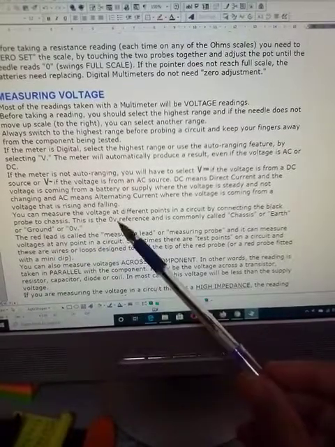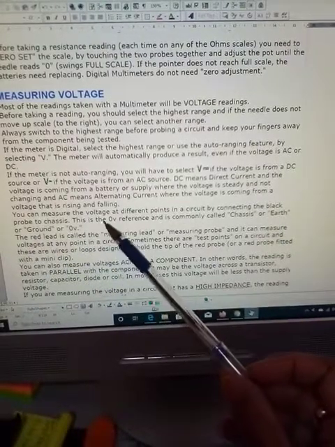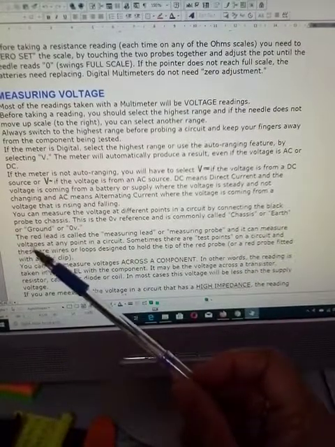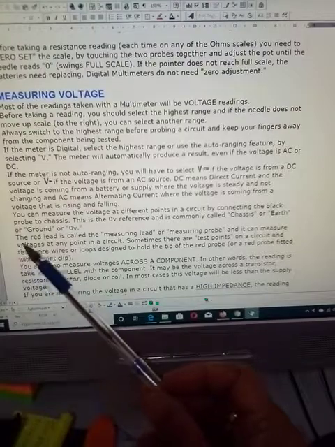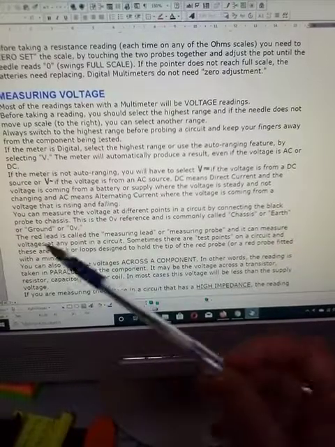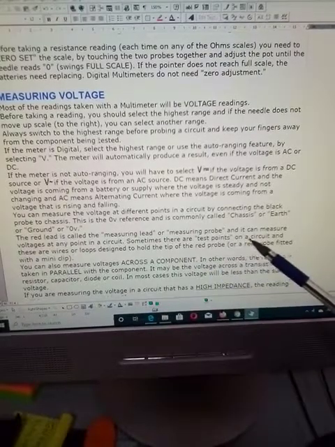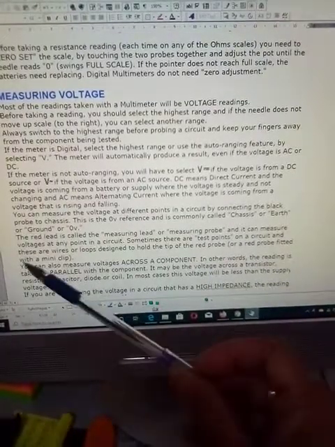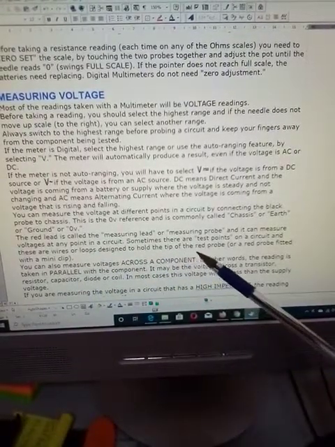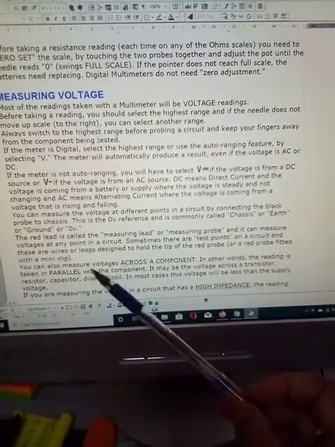You can measure the voltage at different points in a circuit by connecting the black probe to chassis. This is the 0 volts reference, and is commonly called chassis or earth or ground or 0 volts. The red lead is called the measuring lead or measuring probe, and it can measure voltages at any point in a circuit. Sometimes there are test points on a circuit, and these are wires or loops designed to hold the tip of the red probe, or a red probe fitted with a mini clip.